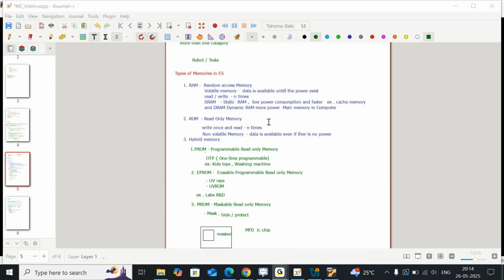Yeah, Krishi, you can relate with this MROM. Actually, how this is used is to hide the manufacturing details in an IC. We are just talking about memories in embedded systems, right? Memories in embedded systems. That's why.